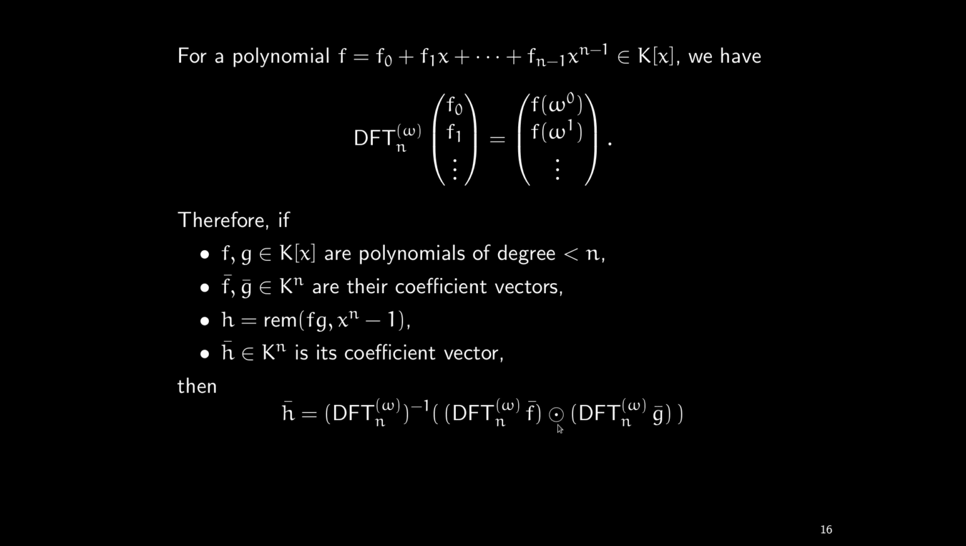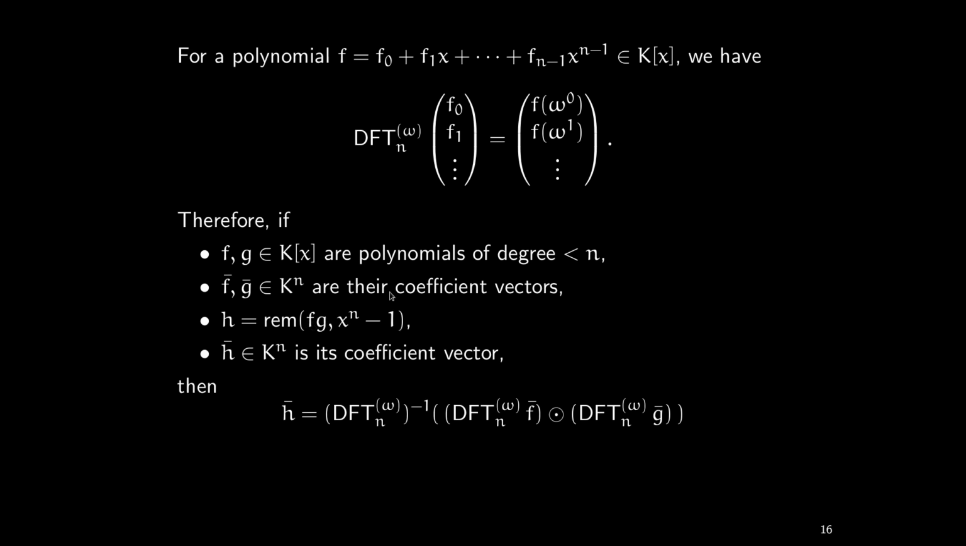Now this is the one that we had also in last time's lecture. This is the component-wise product, because the value of the product is the product of the values. So here you get the value vector of H, and then you apply DFT inverse to turn the value vector into the coefficient vector. Now you may wonder why we have here x to the n minus 1.